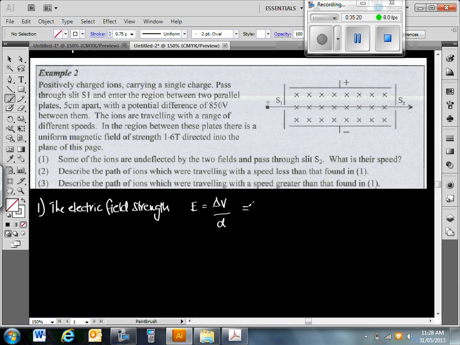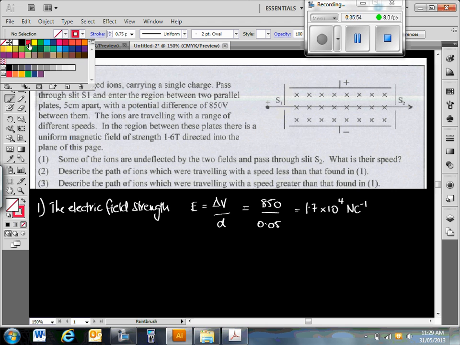E equals delta V on d. So delta V is 850 volts, and the distance is 5 centimeters, 0.05 meters. We're going to put it in SI units for physics, of course. And we're left with a number, 1.7 times 10 to the 4. Of course, that's newtons per coulomb or volts per meter. I'll say newtons per coulomb. Okay, have a look at this.